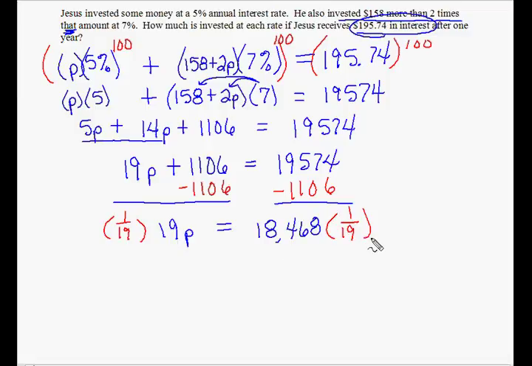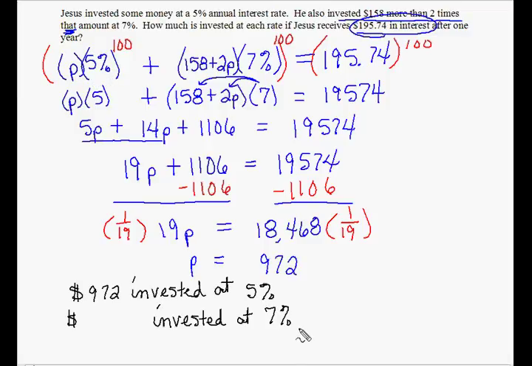We still need to get P alone. We can multiply both sides of the equation by the reciprocal, 1 over 19, and we get that P is equal to 972. Well, that's the part that's invested at 5%. $972 is invested at 5%, but we still need to find out how much is invested at 7%.